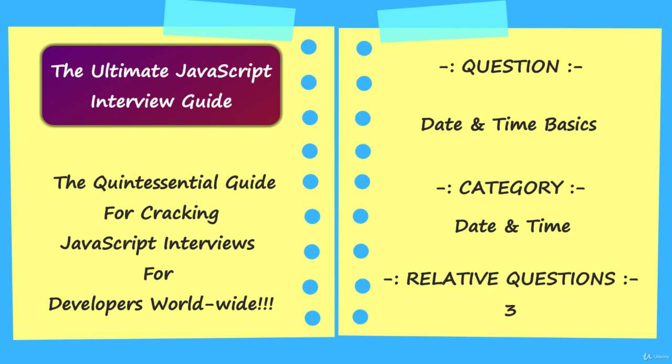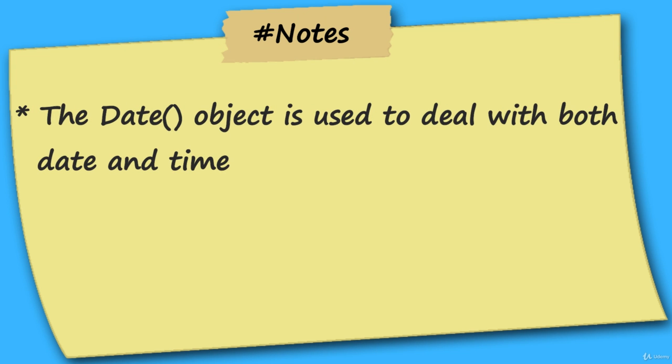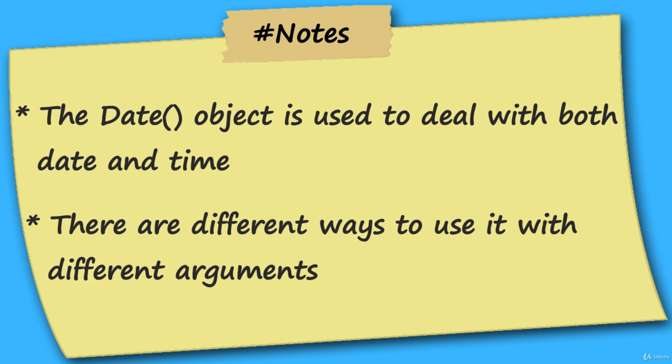This section I am discussing date and time basics. There will be 3 relative questions to this particular topic. The date object is used to deal with both date and time. There are different ways to use it with different arguments. Let's try different ways of using the date object.